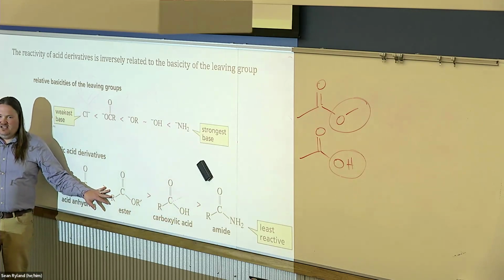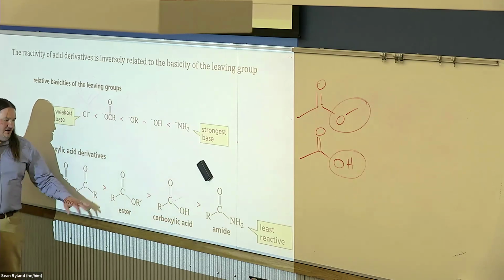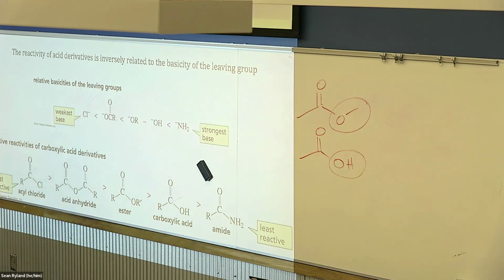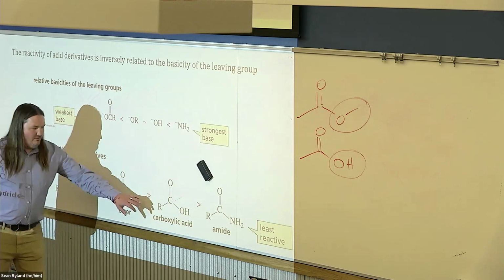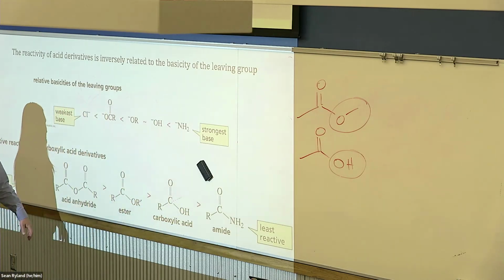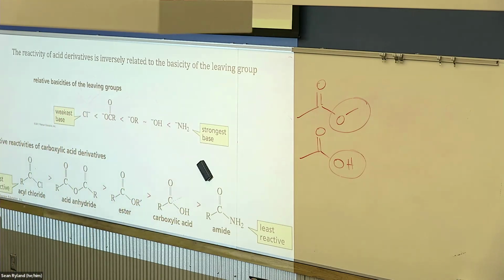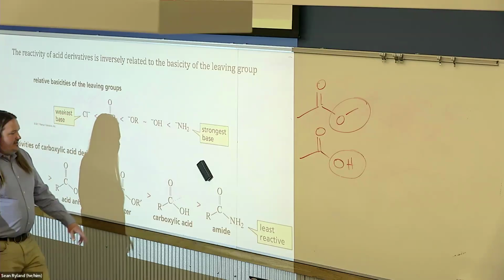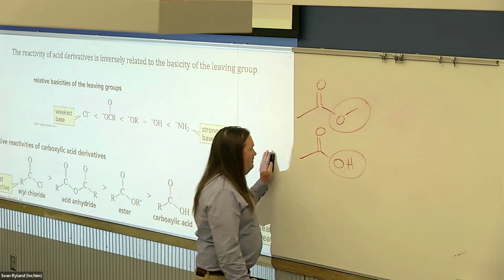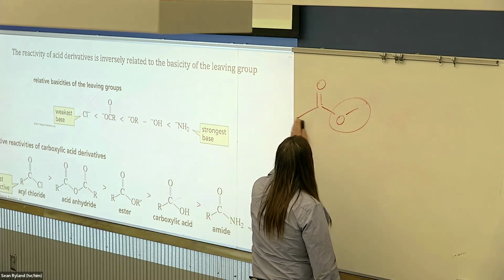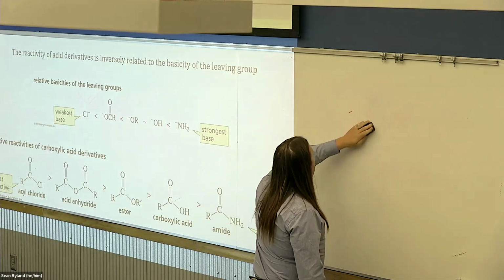Unless we are doing this in a solution with an alcohol. If we're doing this in water though, we're always going to have more of the carboxylic acid than the ester. So we think of the esters as being more reactive. And then least reactive is our amide. That NH2 is a really bad leaving group.